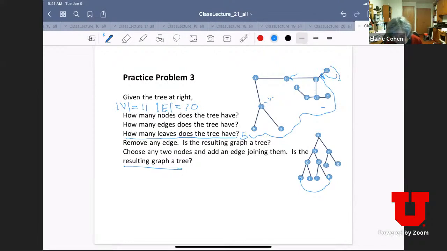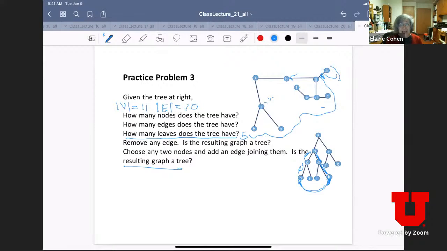No. Why isn't it a tree? Because I have a loop. I go from B to D to whatever that thing is, around to K and up here. I have a loop. Okay, so it's not a tree. It's still connected, but it has a loop.